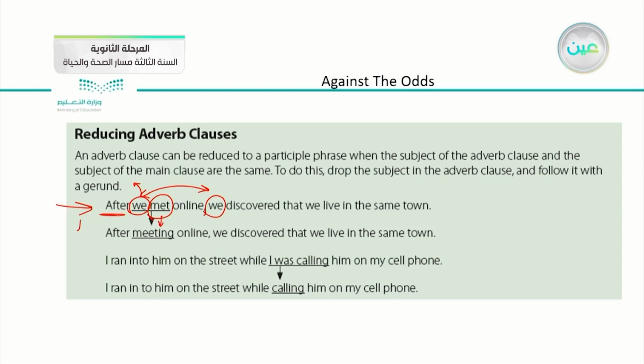Another sentence. I ran into him on the street while I was calling him on my cell phone. There is a point you should put in mind, that the adverb clause can come at the beginning or in the middle or at the end of the sentence. So in the first example, it was in the beginning, and in the second sentence, it is in the middle or in the second part of the sentence. I ran into him on the street while I was calling him on my cell phone. I ran into him on the street while calling him on my cell phone. We reduced I because it was mentioned twice, and we just used the word calling.